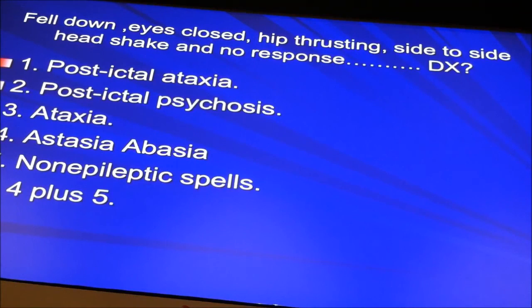On the mountain, he fell down, eyes tightly closed. And he was having abnormal, fatigable hip thrusting, front, back, right side, and head shake side to side. And then he developed this attack. Your diagnosis: post-ictal ataxia, post-ictal psychosis, astasia-abasia, or non-epileptic spells. Astasia-abasia, okay, that's one line. What's the other one? Non-epileptic spells. So he had non-epileptic spells, and due to his psychogenic disorder, he developed this attack.